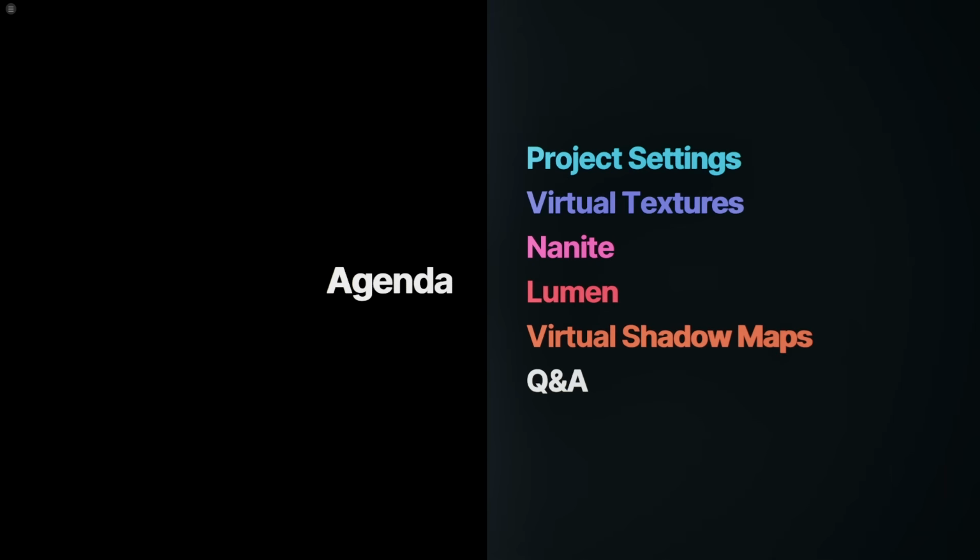So here's a general overview of what I'm going to do really quickly. I'm going to throw out some project settings. So Ari was talking about the Epic way. There's a couple more things I wanted to add on top of that. I also want to talk about virtual textures for probably longer than you would expect. And obviously, we're going to talk about Nanite, Lumen, virtual shadow maps, and maybe even some Q&A.